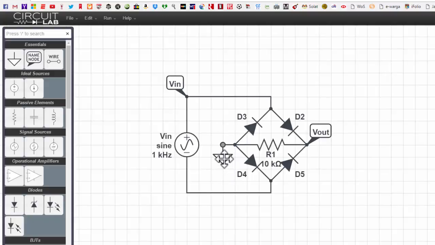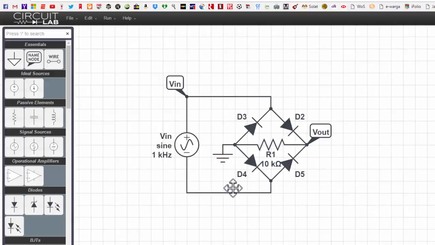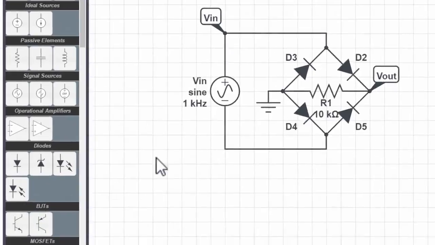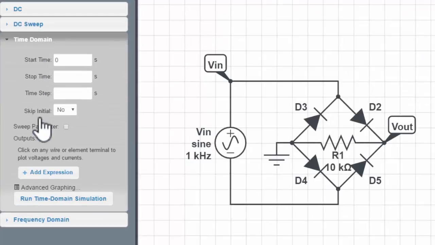This is important because otherwise your simulation program does not know where the reference voltage is and therefore cannot measure your Vout. Now once you are happy with your circuit, click simulate, and we are also doing time domain analysis. Start time at 1 second, stop time at let's say 0.01 second, and time step is 0.00001.